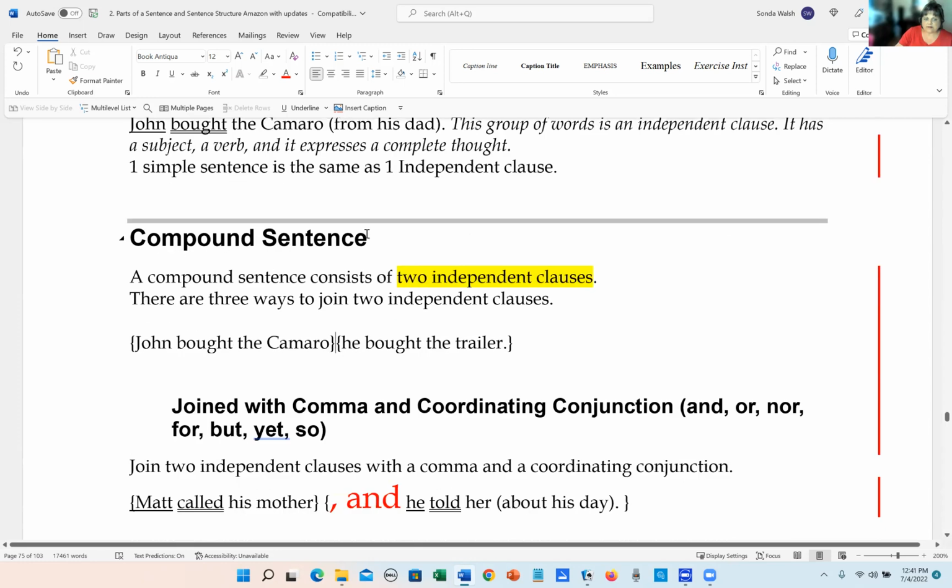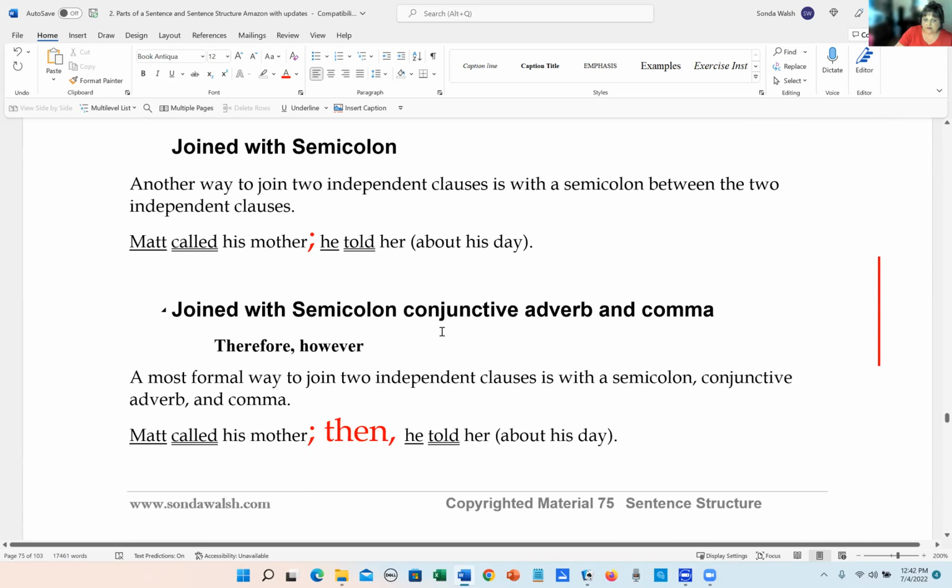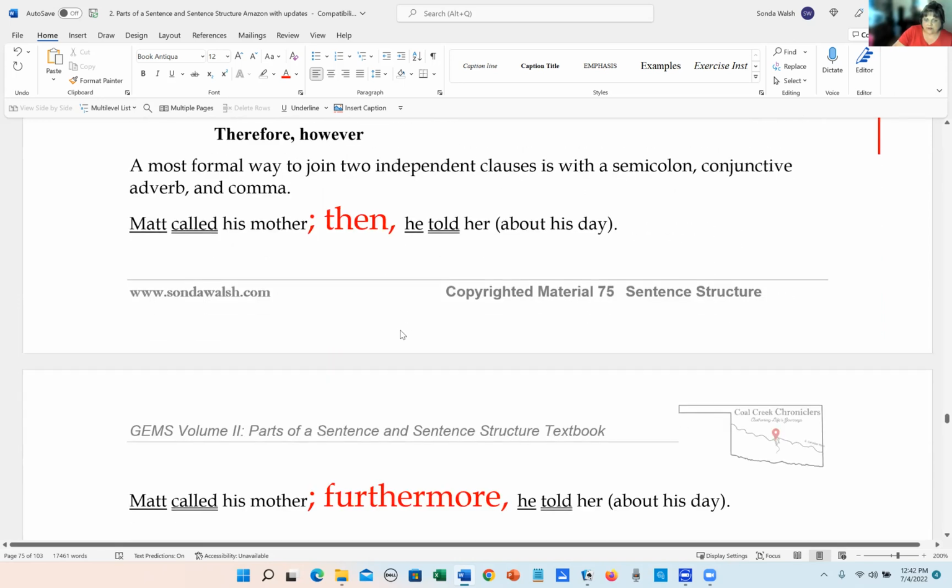Sentence two is a compound sentence, and you've got three ways that you can join those. Study these if you don't understand them. Email me if you need more information, if this doesn't make sense to you.